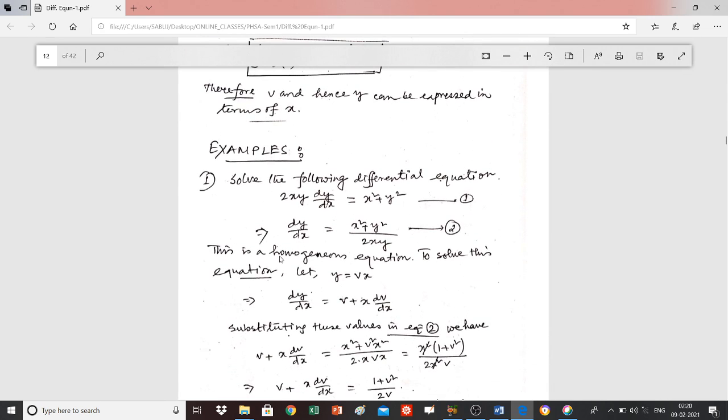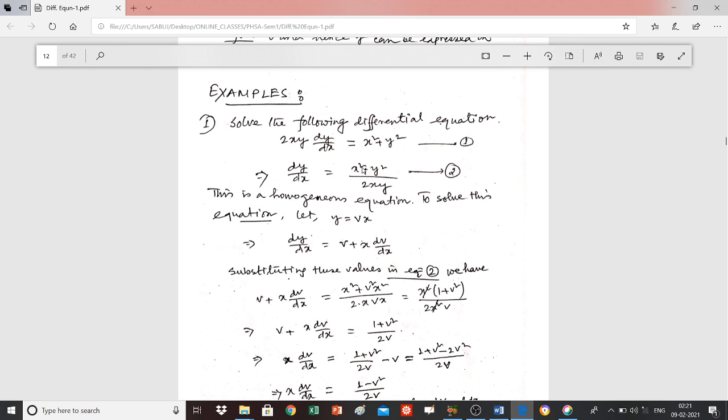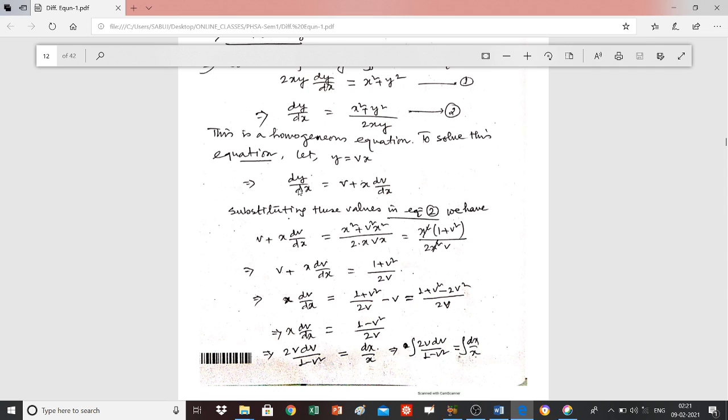The first one is that here is the equation which we have to solve. It is 2xy dy by dx is equal to x square plus y square. This is equation 1, and just rewrite this equation as dy by dx is equal to x square plus y square by 2xy. And you know that this is a function f of x, y, and this is a function say g of x, y. So this is a homogeneous equation, and for this type of homogeneous equation you have to use a substitution, that is y is equal to vx. And from this relation you can easily write dy by dx is equal to v plus x into dv by dx. Now substitute this value of dy by dx in this equation, that is equation number 2.